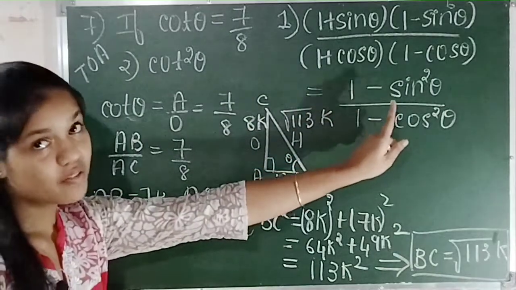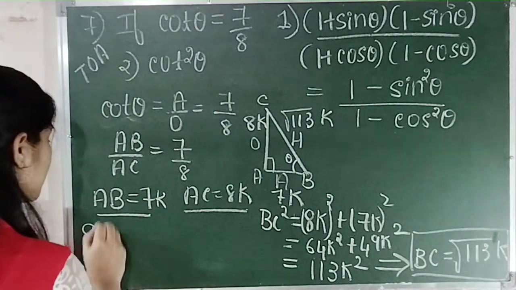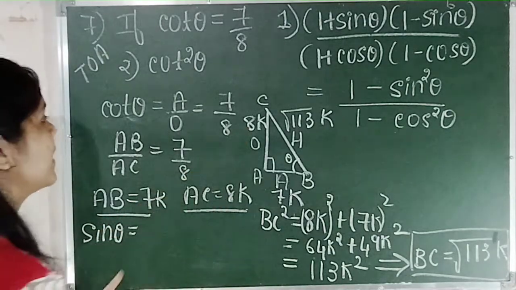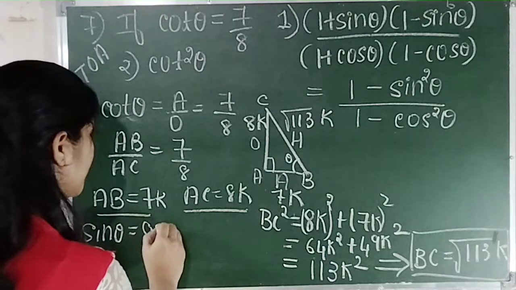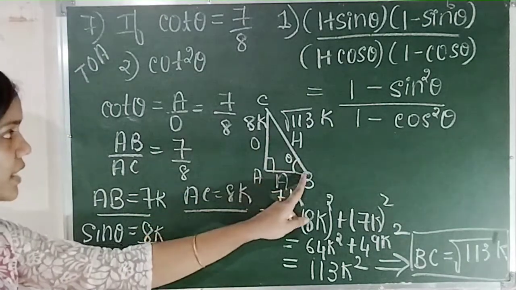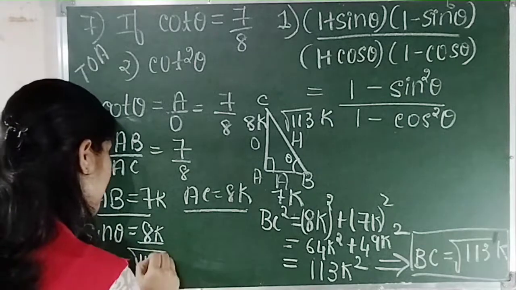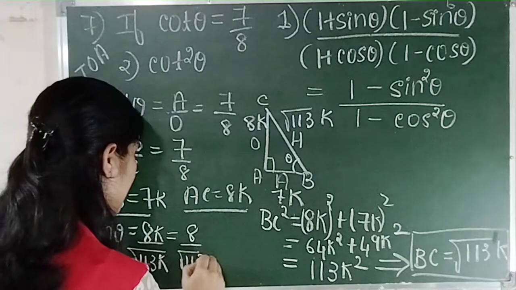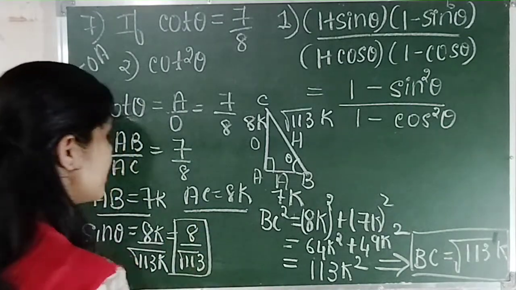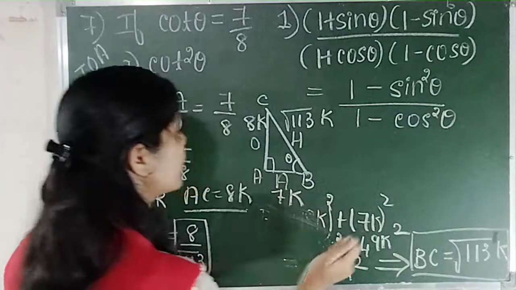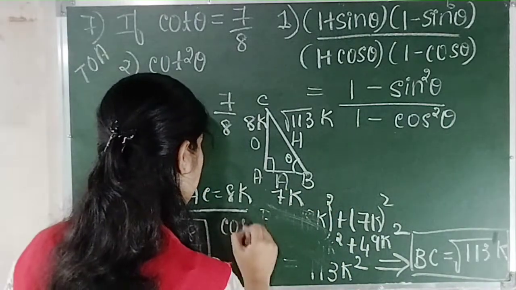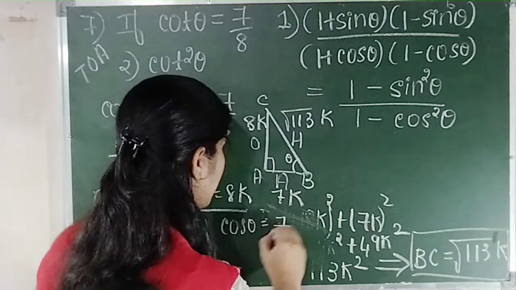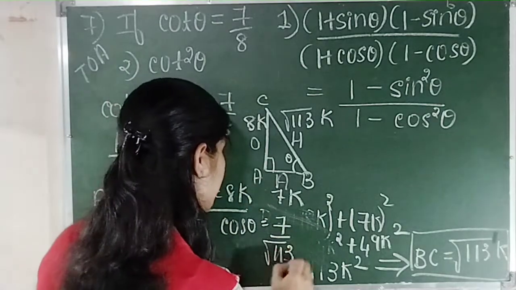Now find the value of sin theta. So sin theta is nothing but opposite by hypotenuse. The opposite side is AC, that is equal to 8K, and the hypotenuse is BC, that is square root of 113 into K. This is equal to 8 by square root of 113. Similarly, find the value of cos theta. So cos theta is equal to adjacent by hypotenuse, that is 7 by square root of 113.